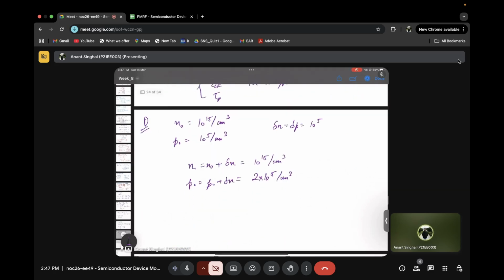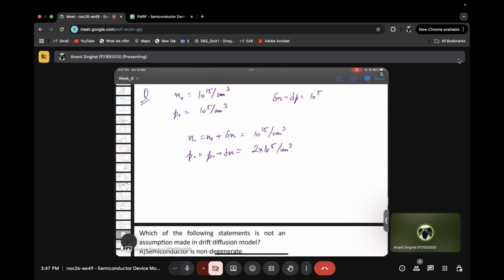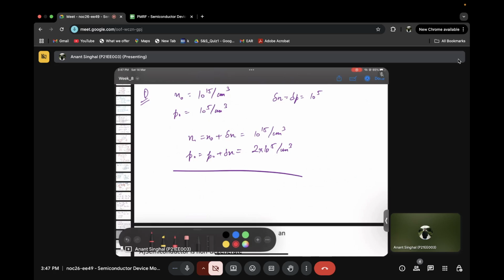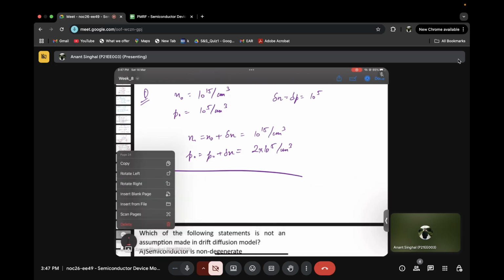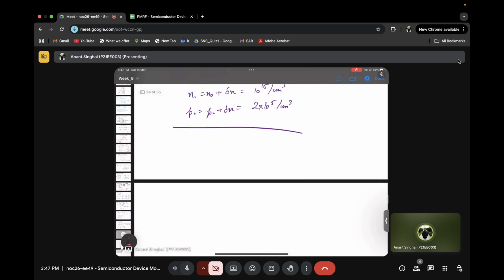So I'll give an example also. Let me take an example that will help. You also try to solve this out. So let's say I'm again taking an n-type semiconductor. Let's say my ND is 10 to the power 15, and let's say I'm again taking ni as 10 to the power 10. We are at equilibrium.